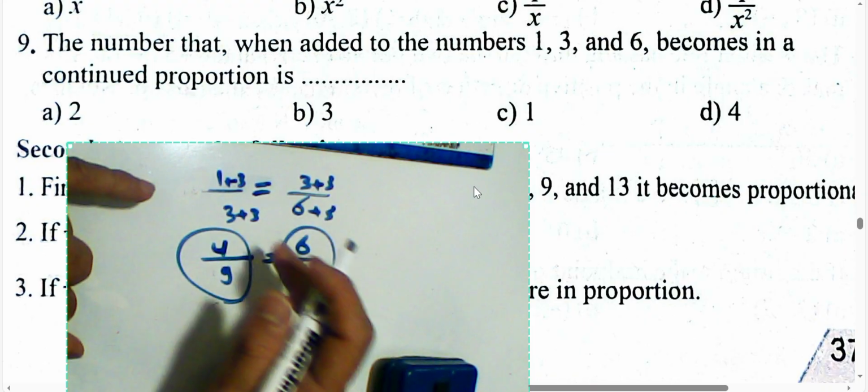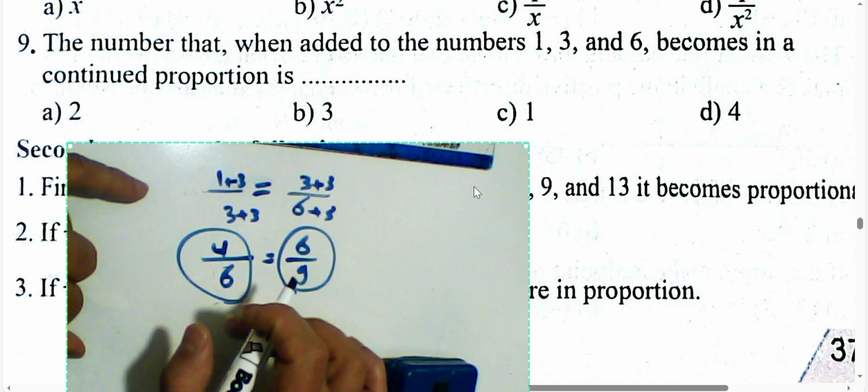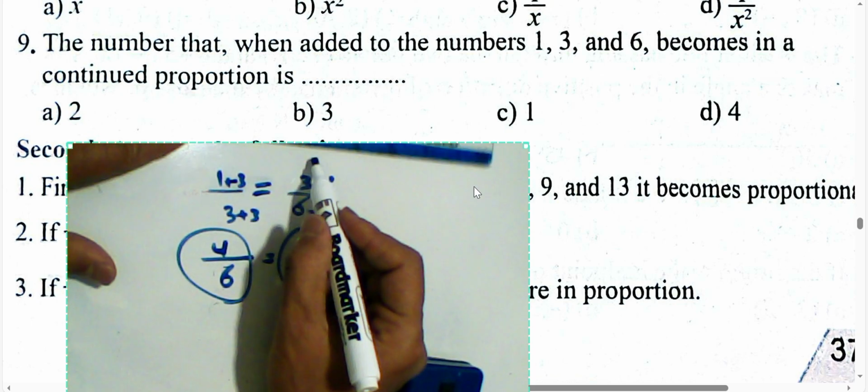It's not correct because here 6. Okay, now it will be correct because 3 plus 3 is 6, then 6 plus 6 is 36, 4 times 1 is 36. Then the answer here will be letter B.